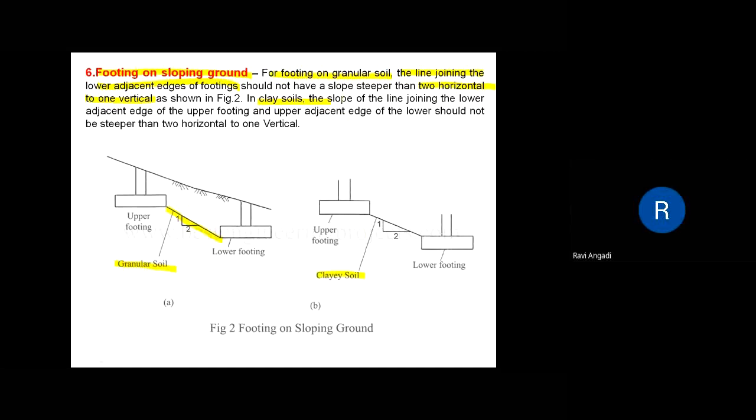And in a clay soil, if the footing is to be constructed, the slope of the line joining the lower adjacent edge of the upper footing and the upper adjacent edge of the lower footing, this is the line, should again not be steeper than 2 horizontal to 1 vertical. This is a footing on sloping ground.